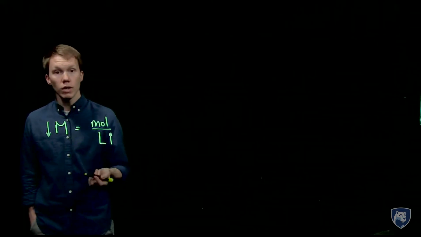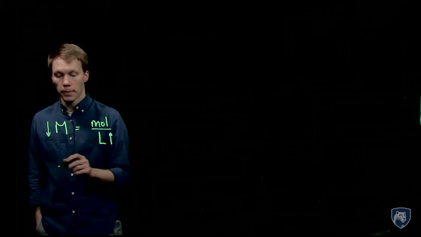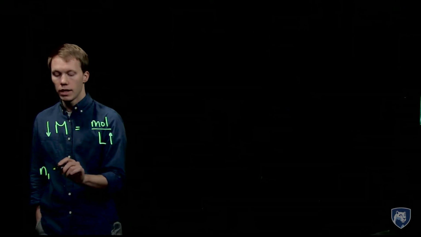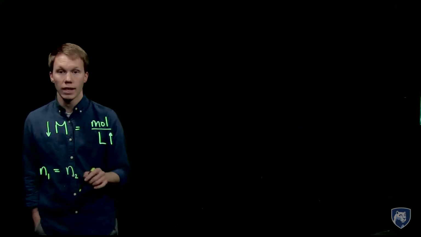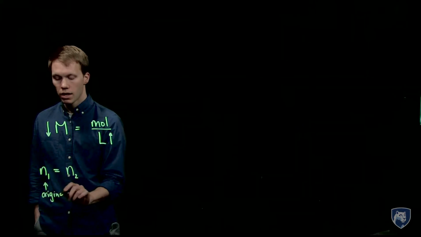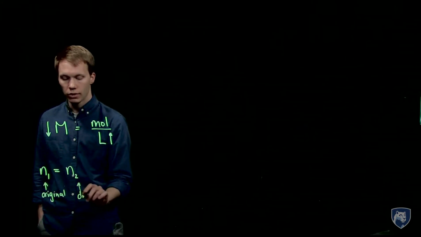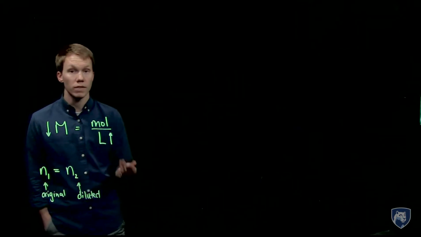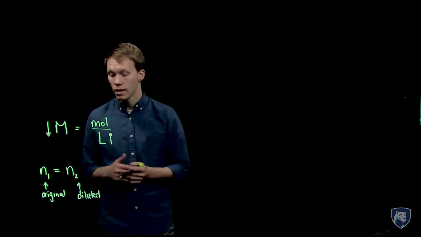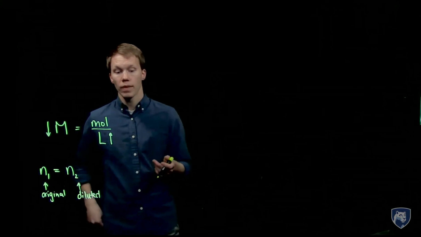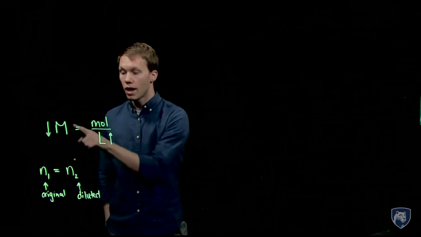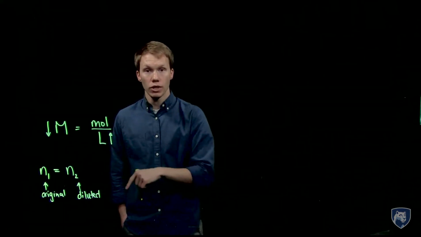And to calculate the new concentration after dilution, it's pretty simple. The number of moles, n, in a sample is going to be equal to the number of moles in your diluted solution. So this is the original, and the second solution is the diluted solution. If we don't change the amount of solute present, the number of moles of solute are equal in each of these samples. Okay? So we can derive a formula that will allow us to calculate the concentration after the dilution.